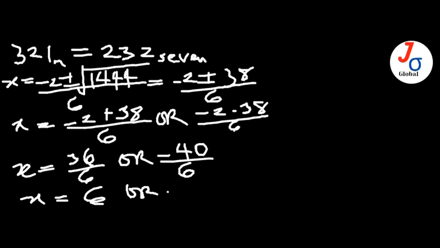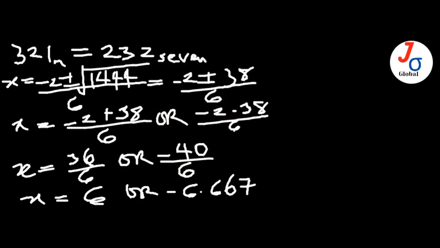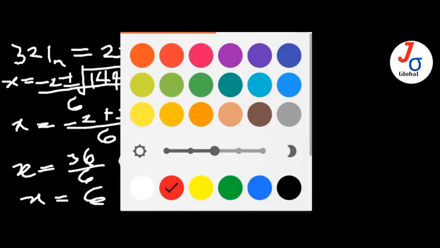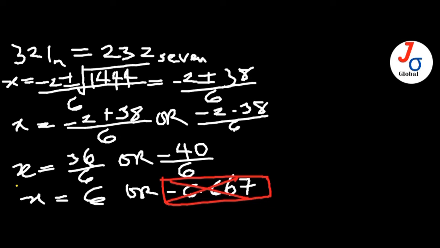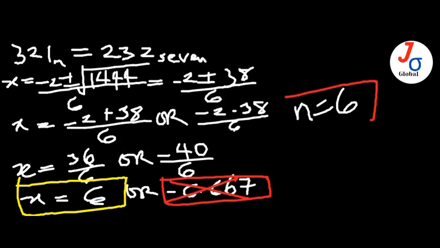So I'm going to have minus 6.667. So now we know that a base cannot be a negative number. Base number can never be a negative number. So this here is cancelled. So our only option to that question is actually x is equal to 6. So n, the base in this case, is equal to 6. So that's it.